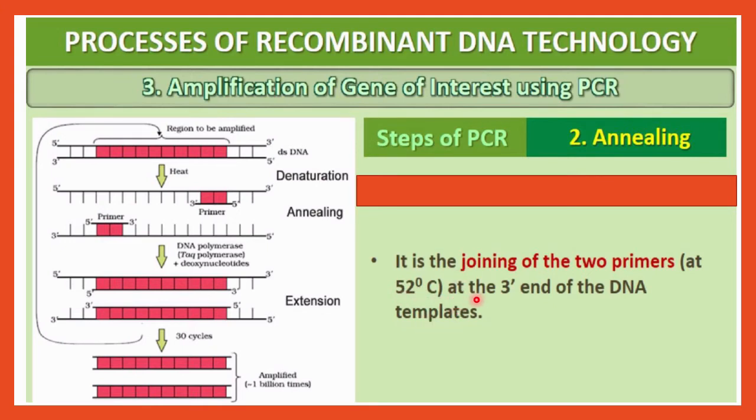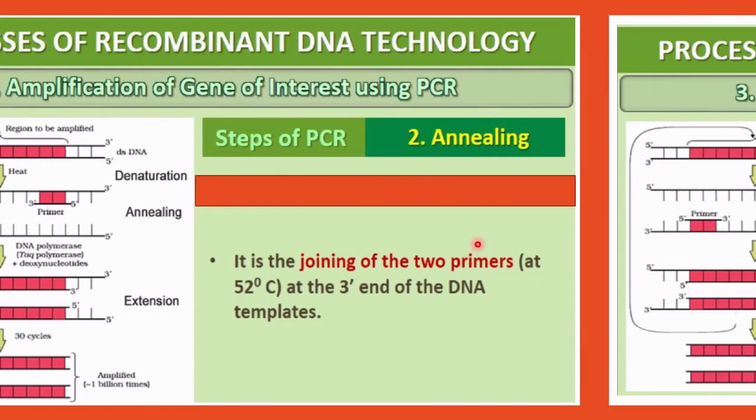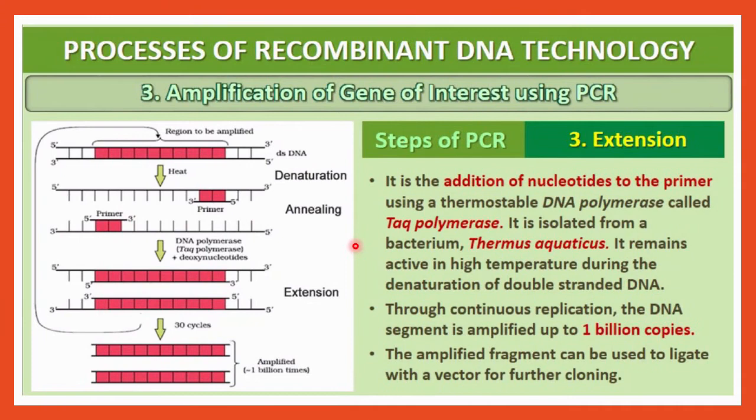The primer will be added to the 3' end of the DNA template, at the 3' end of the DNA fragment. So the addition of primers is a very important thing, because it is required for the initiation of synthesis artificially. Here you are doing artificial synthesis of DNA, so you have to add the primers artificially. After the annealing, the next and final step is the extension.